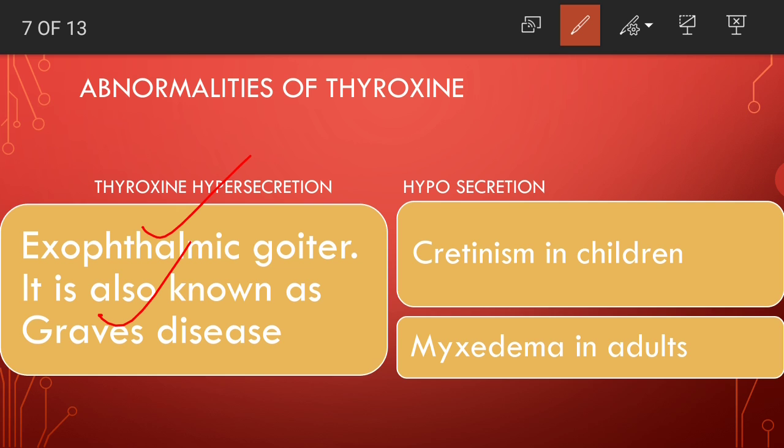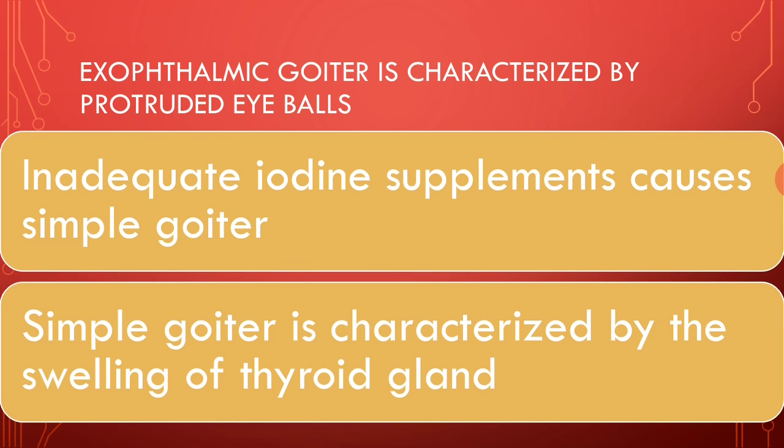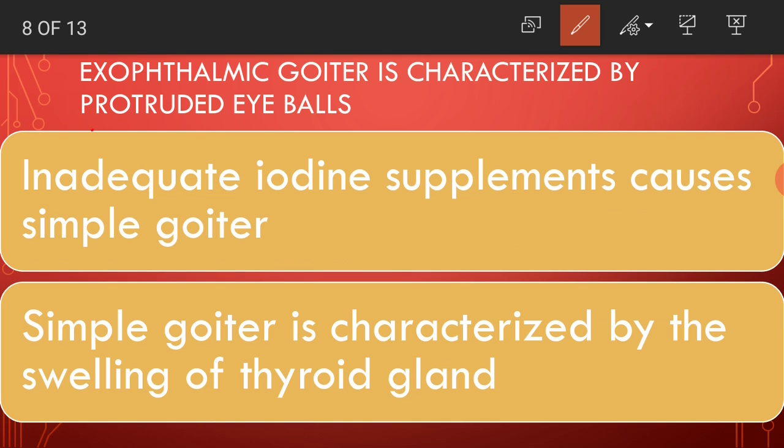Hyposecretion of the same thyroxine hormone causes cretinism in case of children and myxedema in case of adults. That means there are two manifestations of hyposecretion of thyroxine. One is cretinism in children and myxedema in case of adults. Exophthalmic goiter is characterized by protruded eyeballs.